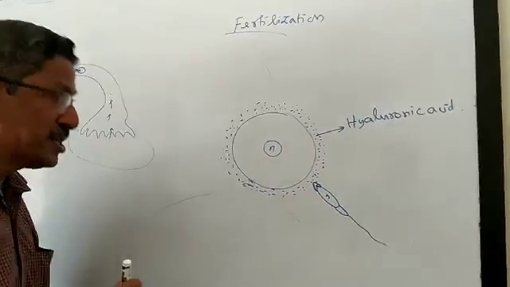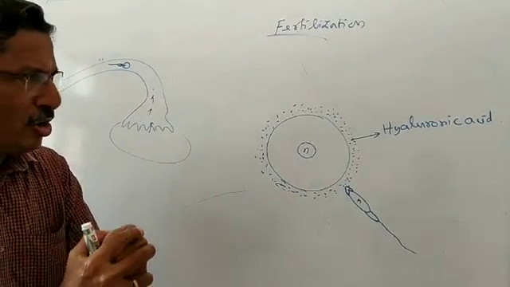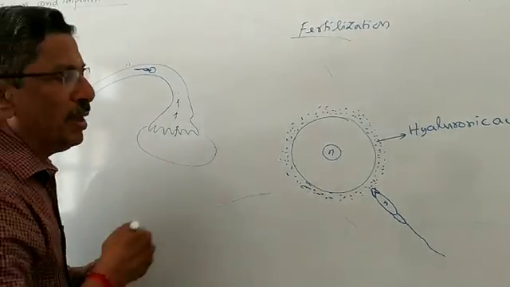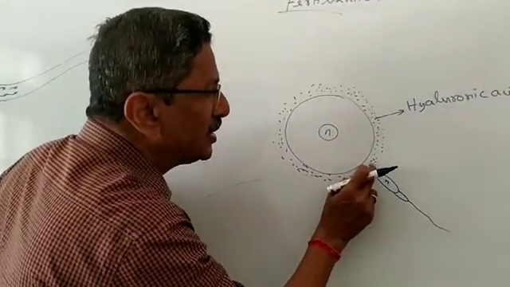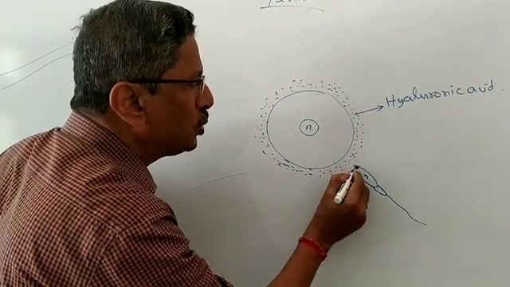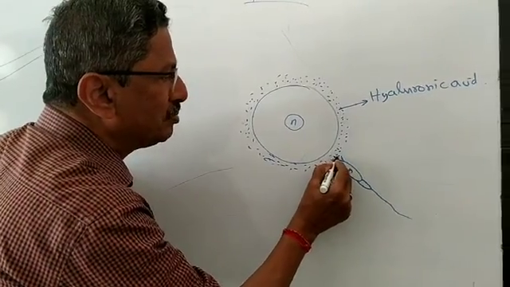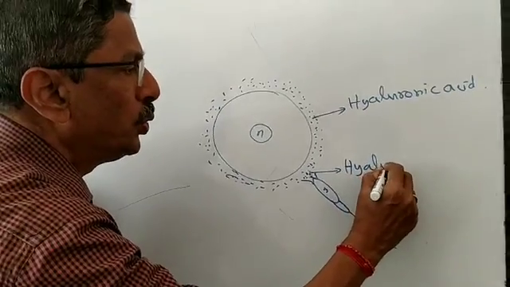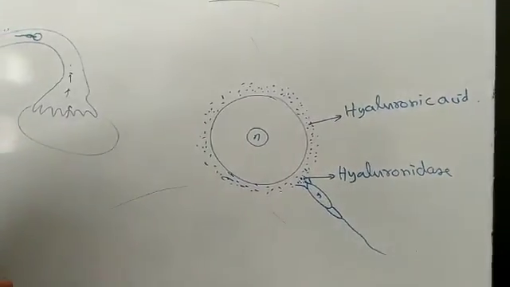The name of the chemical substance is called hyaluronic acid. With the help of the chemical, all the cells are strongly binding, not allowing the sperm to enter. But once the sperm comes and touches these cells, the acrosome will burst open. The acrosome will rupture, and it releases a chemical. We have already studied it. The chemical is called hyaluronidase. It is an enzyme.